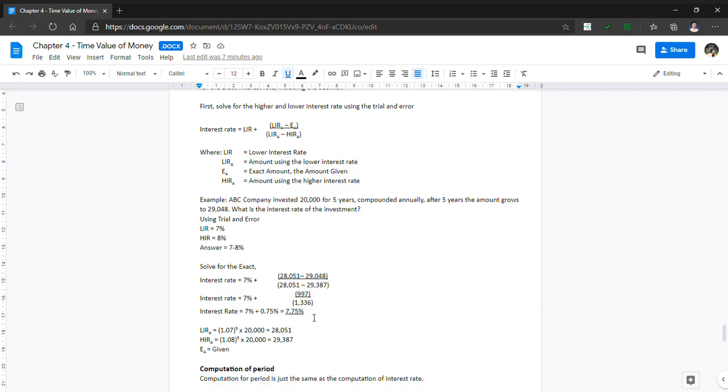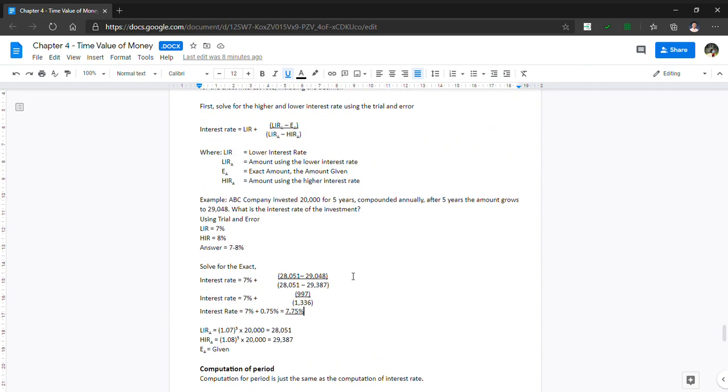Okay, so let us try to check kung tama ba ang 7.75%. So 1 plus 0.0775, 1.0775 raised to 5. Okay, the future value factor now is 1.4524. 1.4524 multiplied by 20,000 to get the future value of 29,048. So, yun, exactly, 7.75% ang interest rate.